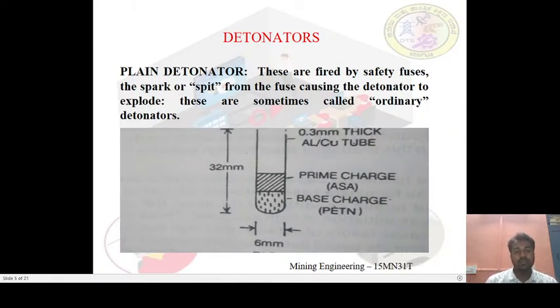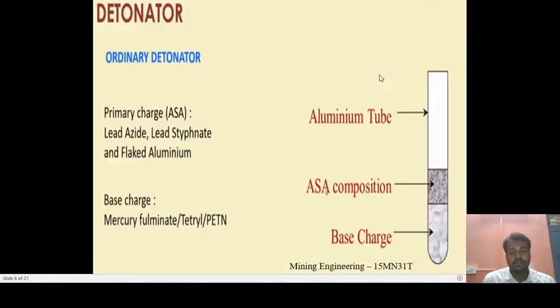The plain detonators are fired by a safety fuse. The spark or the spit from the fuse causes the detonator to explode. These are sometimes called ordinary detonators. Here we could see an aluminium tube filled with a base charge and a priming charge. The base charge is PETN, pentaerythritol tetranitrate, and a priming charge of ASA, which is lead azide, lead styphnate and aluminium powder, that we call flaked aluminium.